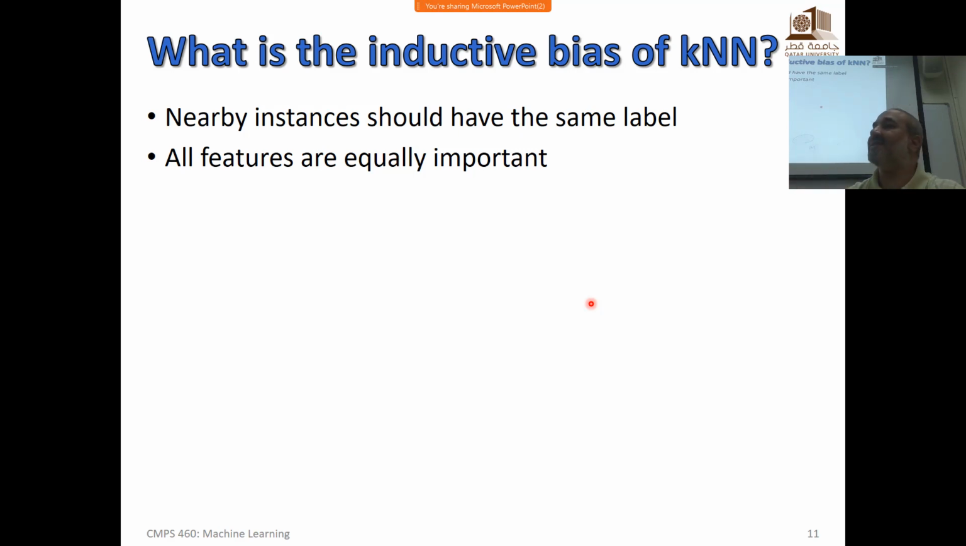Good question. Five minutes earlier, we talked about weighted voting, and now we are saying they are all equally important. There's a contradiction here, right? What do you think? What is weighted? We give weights to something. To the nearest examples. The weights are for the examples, not the features.